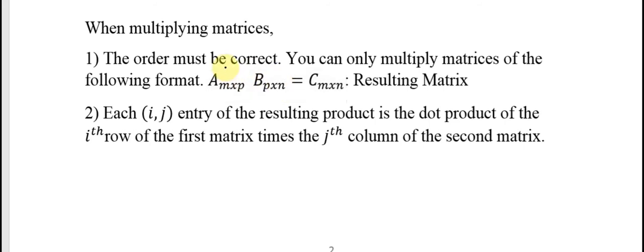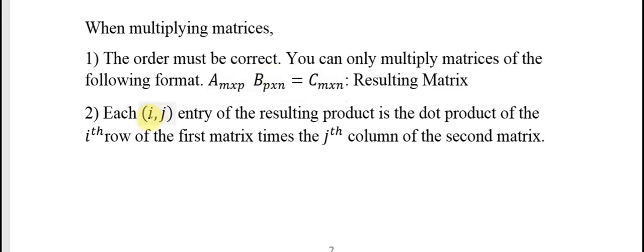Now, what does that mean? In order to multiply matrices, the number of columns for A has to be the same as the number of rows for B. If that's the case, the resulting matrix would be an M by N matrix. So the resultant matrix C, its rows come from the first matrix A, and its columns come from the number of columns of the second matrix B. So you've got to make sure that that's the case. If not, then you say that matrix multiplication is impossible.